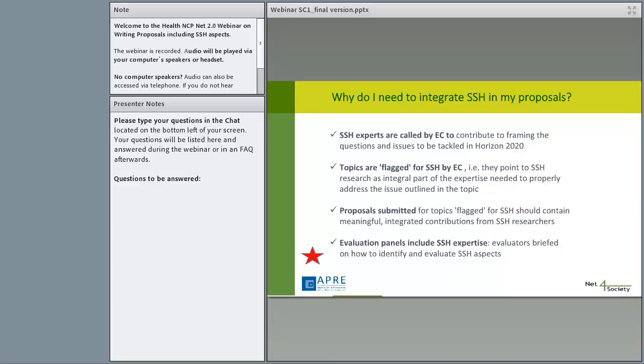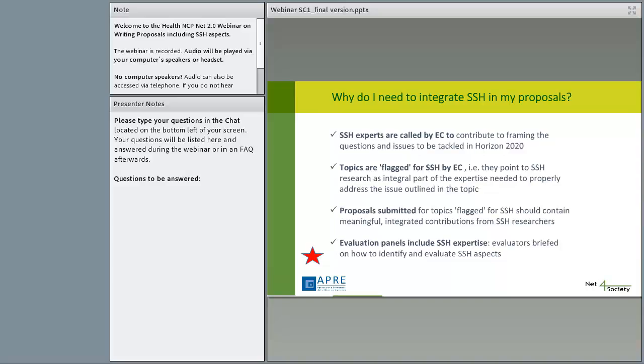If you are in front of a topic that involves SSH aspects, you are in front of a flagged SSH topic. The European Commission decided to provide the topic relevant for Socio-economic Sciences and Humanities with this label, flagged SSH topic. When you hear or read flagged SSH topic, you know that this topic is relevant, is near to the Socio-economic Sciences and Humanities. This is something that is very common in the EC documents that we can find also during this presentation. When you submit a proposal for a topic that is considered as flagged SSH, you need to consider SSH aspects, of course, within your proposal.